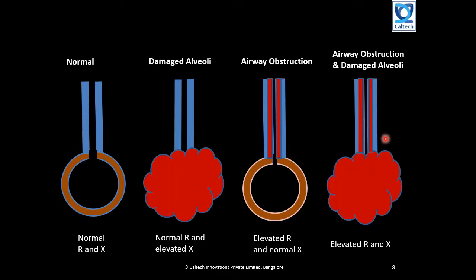The fourth scenario. In this figure, you can see that the airways are obstructed, because of which the resistance is elevated. At the same time, the alveoli or the periphery of the lung is also damaged, because of which X, that is the reactance, is also elevated. So resistance and reactance are very important parameters which tell you about airway obstruction, and they also give information about the elastic properties of the periphery of the lung.